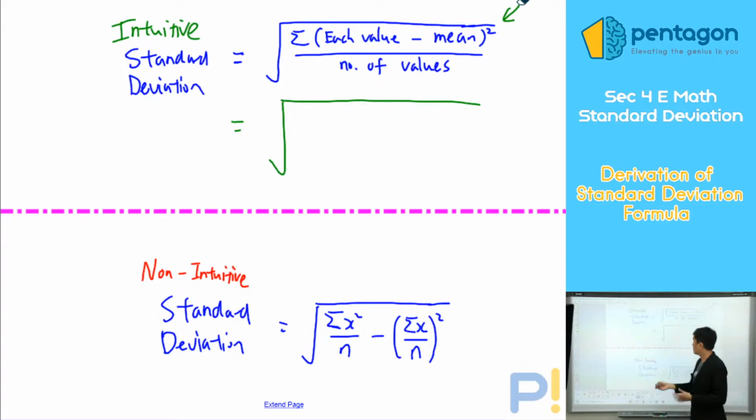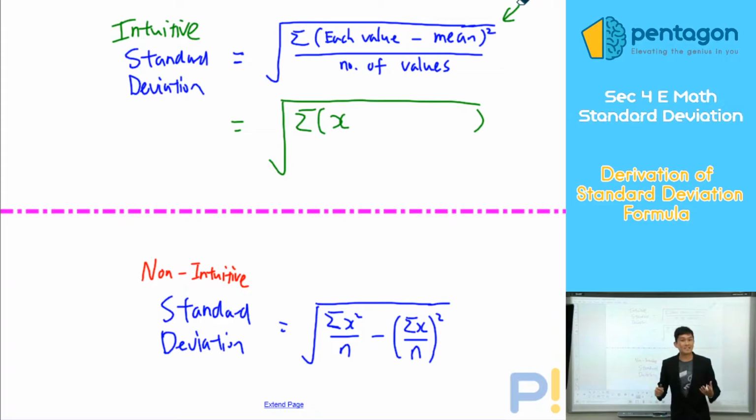Square root is fine. It's what we use in mathematics. Summation is also fine. Right, let's look at the things inside the bracket. What is each value? Each value is every single measurement, every piece of data. And we usually represent that with a variable x. X can take on many different values. It can be data number 1, data number 2, data number 3, so on and so forth. So each value is going to be substituted with x.